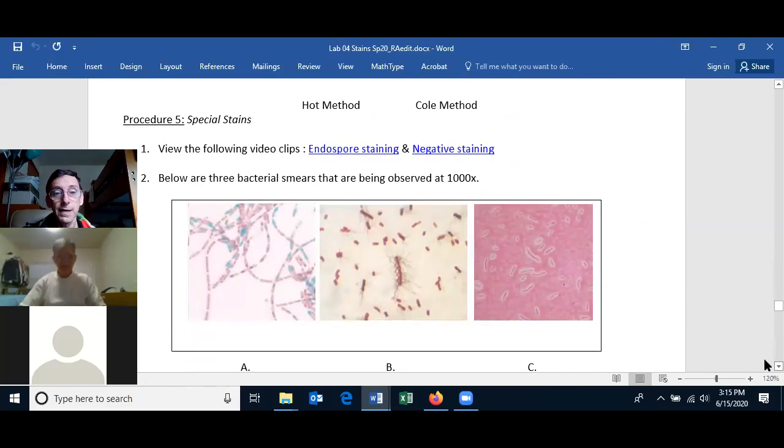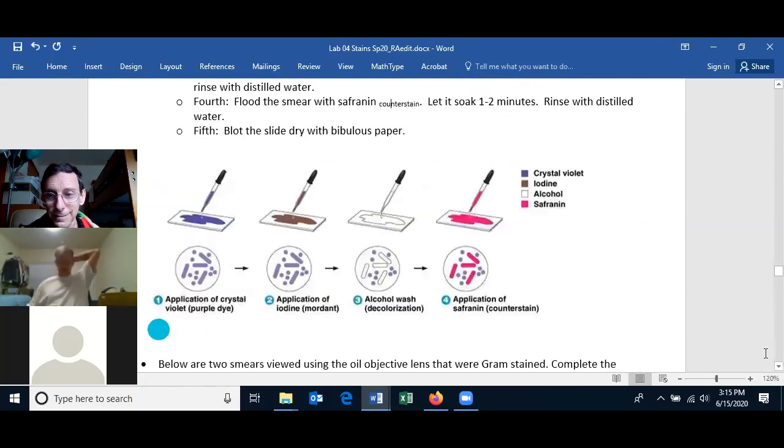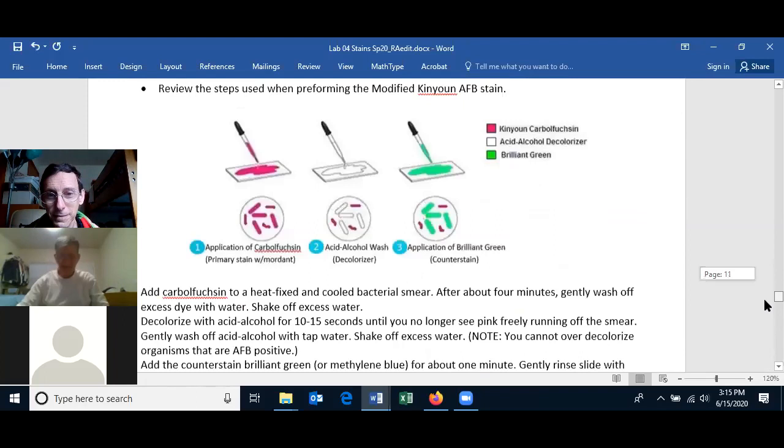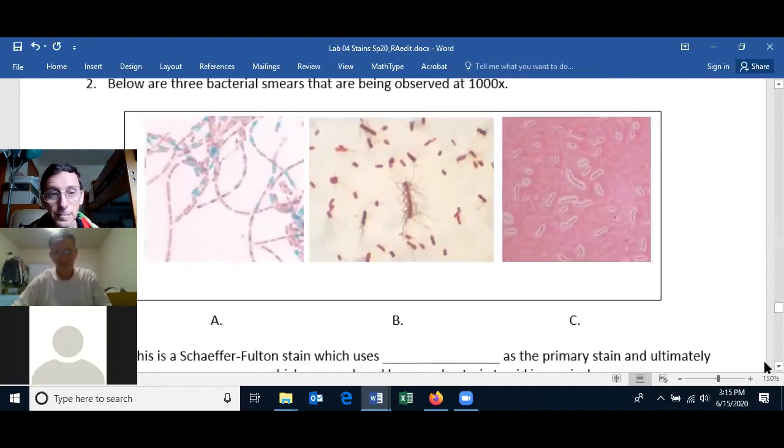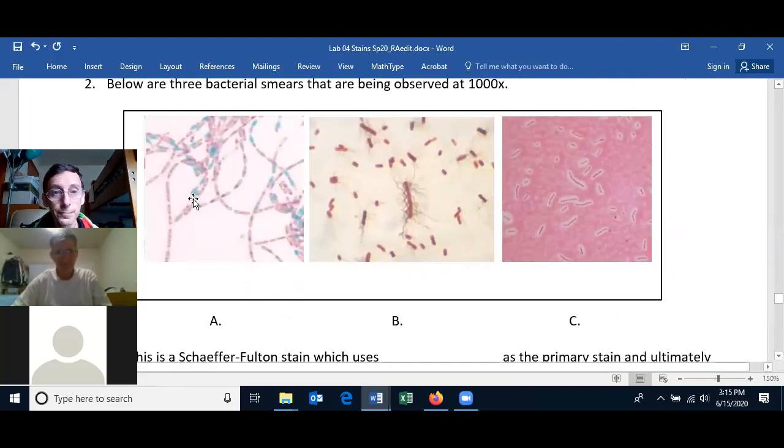And then special stains, there's videos on an endospore stain. And here you can see green staining endospores, the red staining, oops, that didn't work. I was trying to blow that up. The red staining vegetative cells. Okay. A special stain for flagella, you can see the flagella here. And then a special stain for the capsule. These cells have a capsule around the cell.